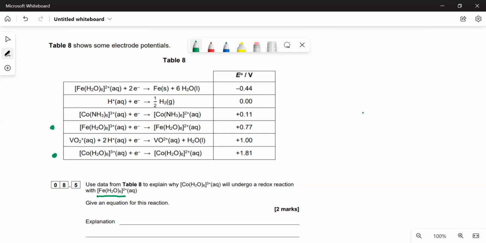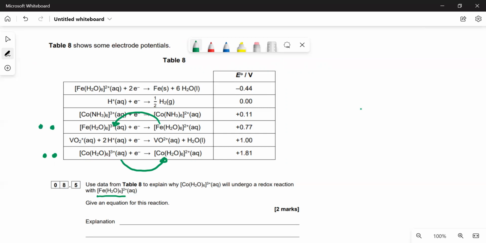Look at those 2 half equations. Which one is the most positive? It's the cobalt one. That's going to be best at taking in electrons. That is going to go forwards. The iron one is the most negative. That's going to be best at pushing away electrons. That's going to go backwards. Okay, now for the explanation, all you need to say is that this half equation, that one there, is more positive than that one. That's all you need to say. You don't have to mention anything else.